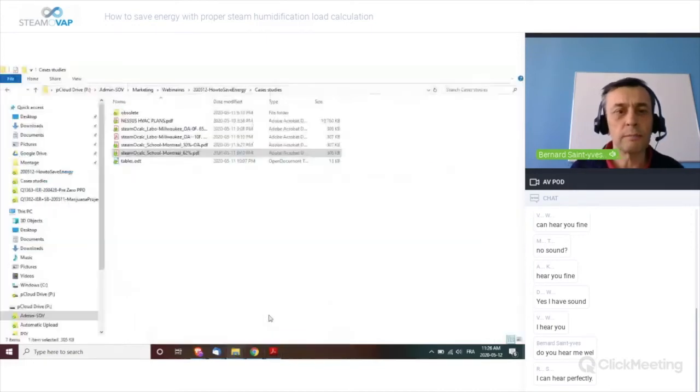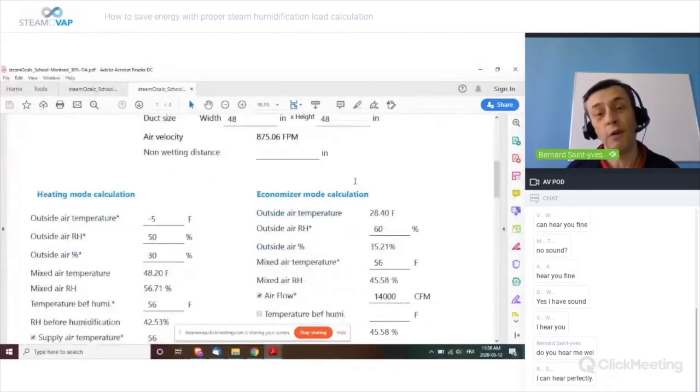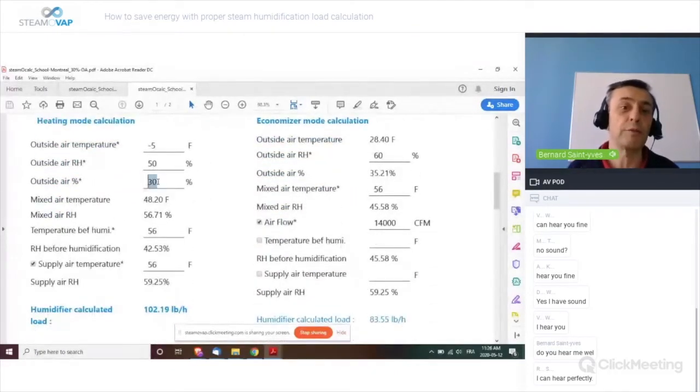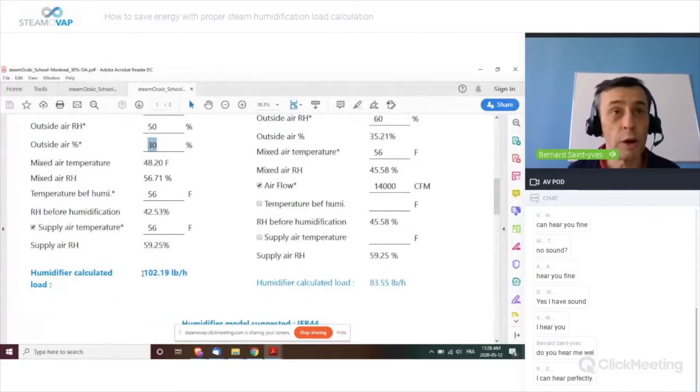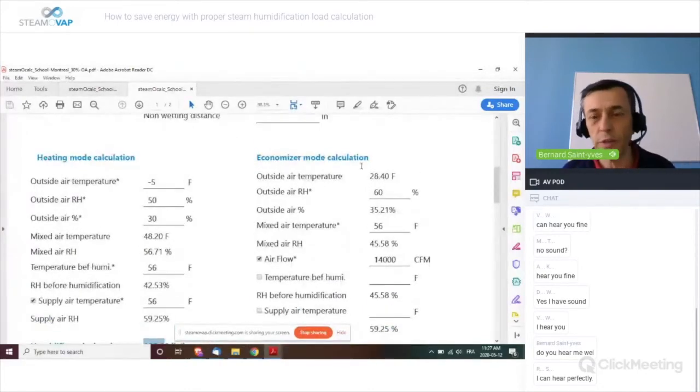Let's go and look at what we were thinking should be appropriate for this application. So we reduce the amount of fresh air, or the outside air, during the worst case scenario in winter to 30%, because who wants to heat up so much fresh air? So then you divided the load by 2. This is an extreme example, I would say. And here you have the economizer mode. That's the same for both calculations.